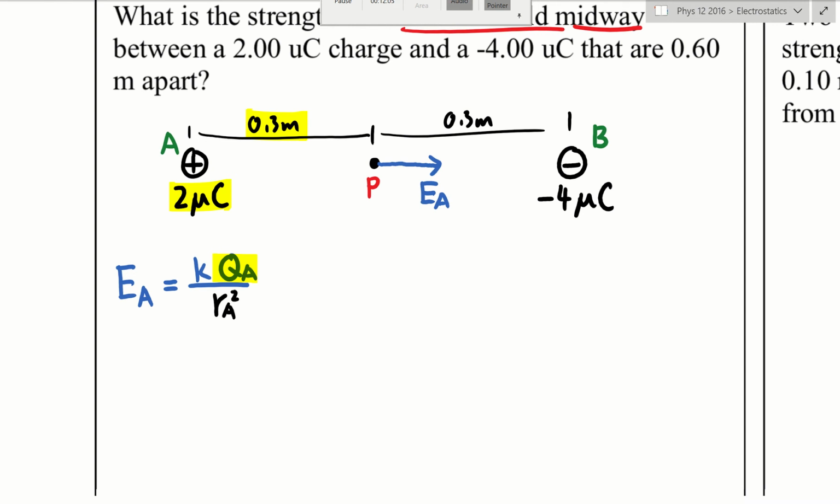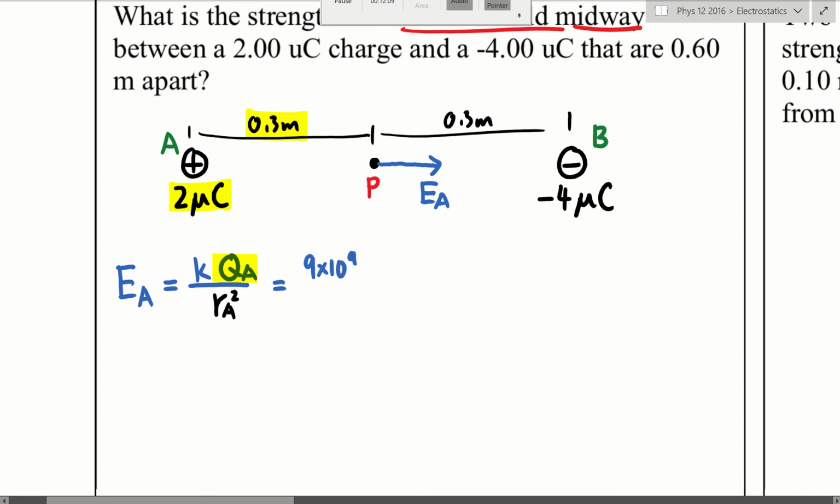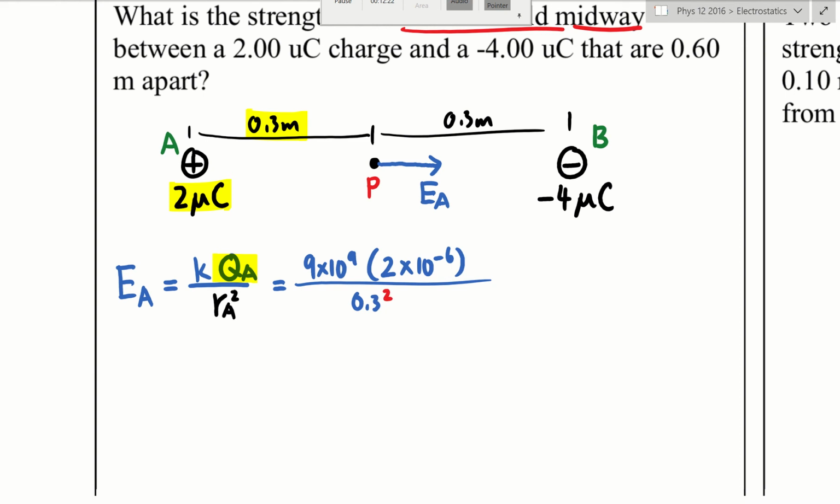All right. Now I'm going to put the numbers in. So the number is K. K is 9 times 10 to the 9. I will only put that this one time. 2 microcoulomb. Micro is times 10 to the negative 6. And then we have the radius squared. So the radius is 0.3 meters. And make sure we square that. And you get a number.